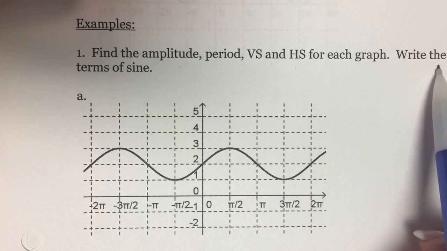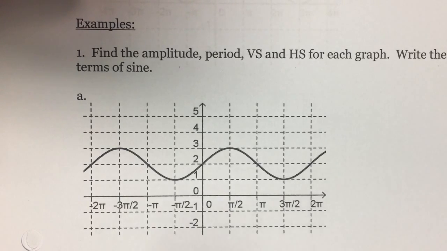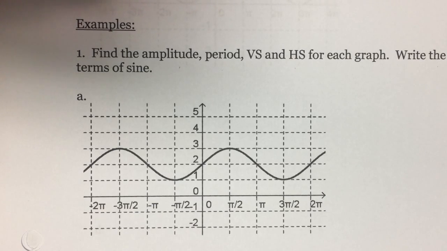Now, it says write the equation in terms of sine. And I believe for all of those, what makes it really hard is if there's a horizontal shift. I think for most of these, there is no horizontal shift. So that's going to help.